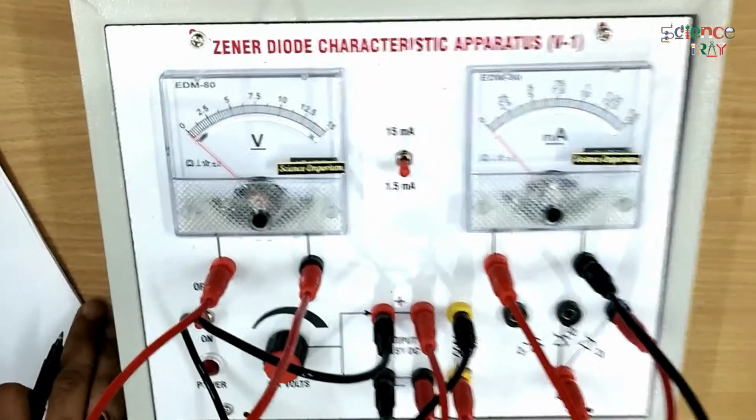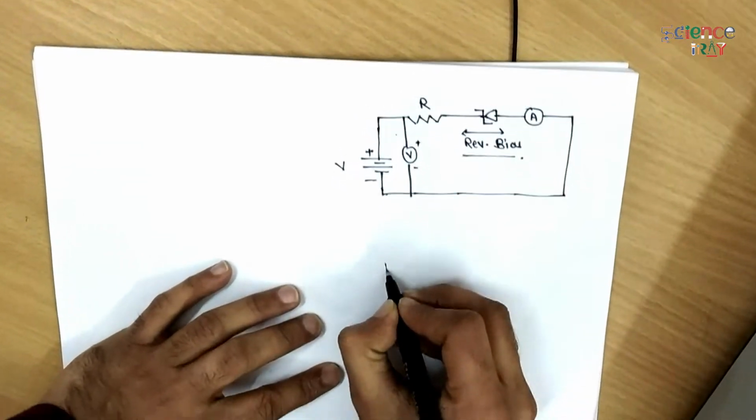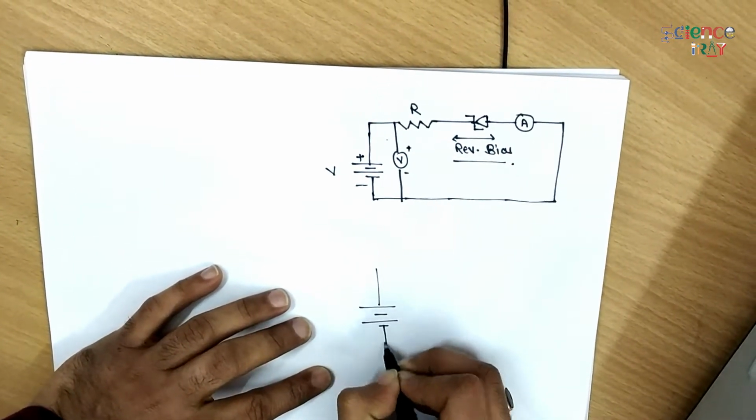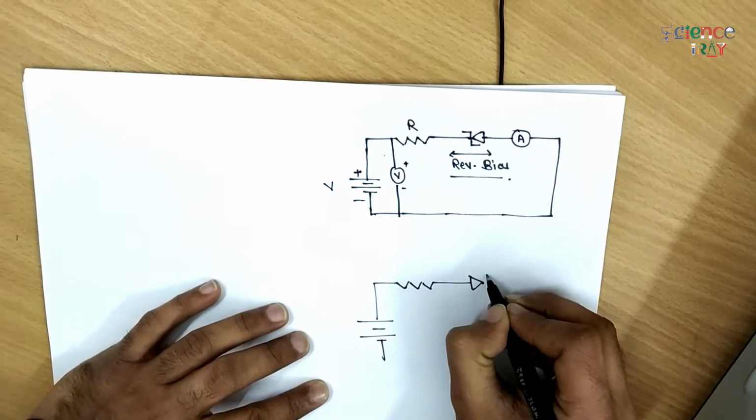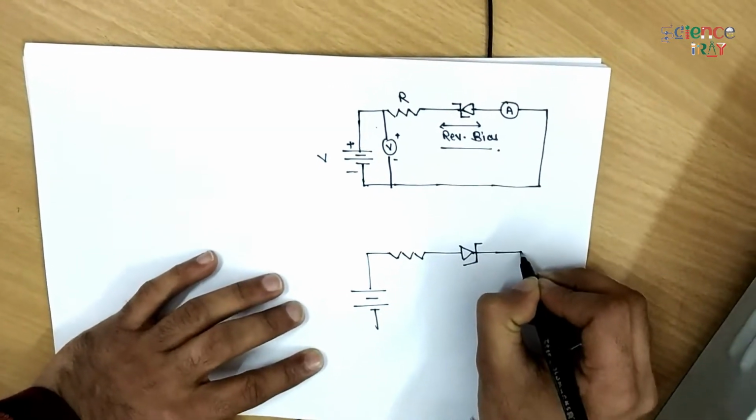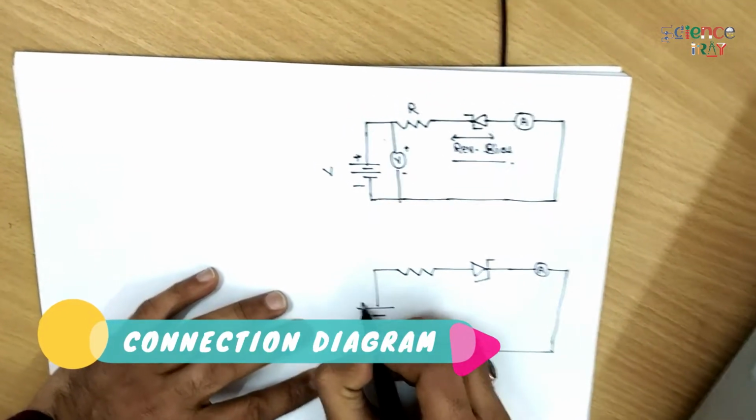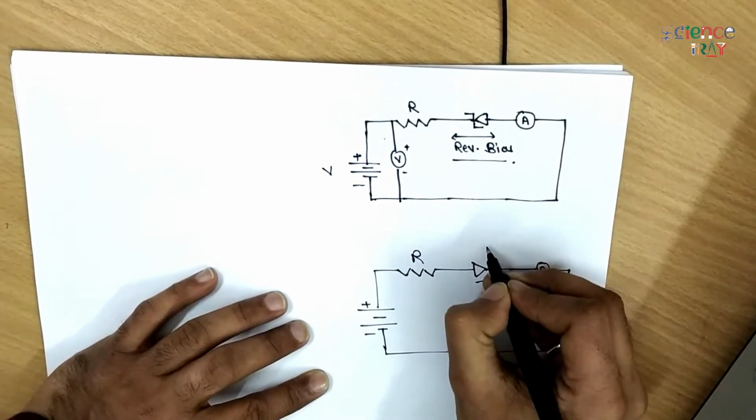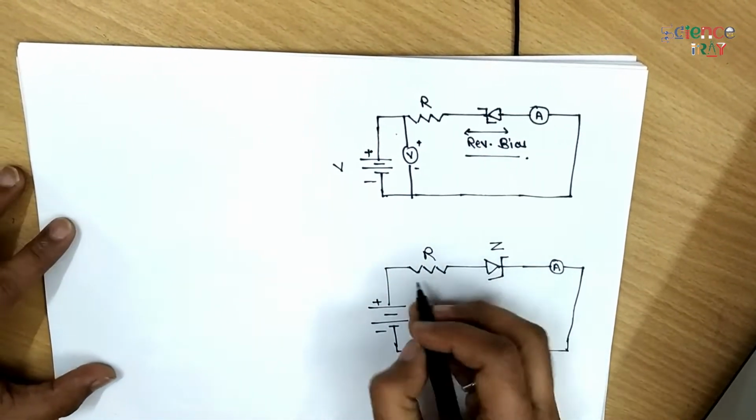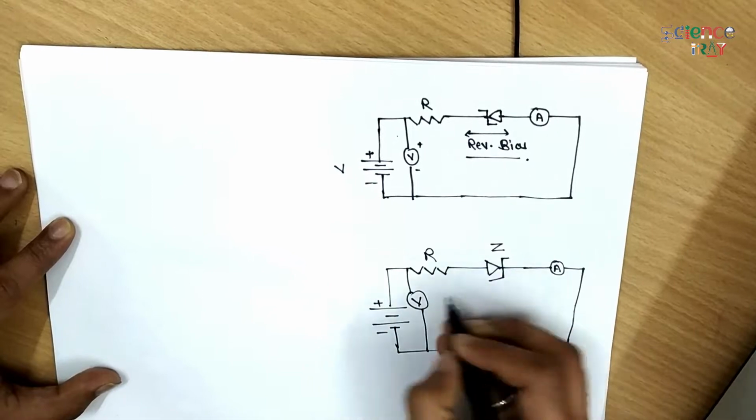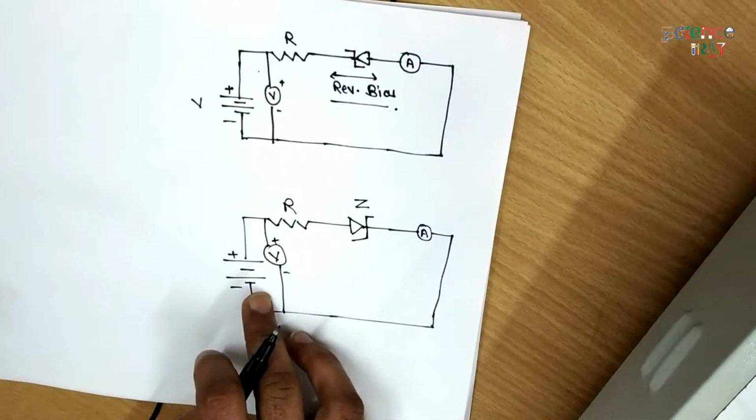First we will make the connection diagram of a Zener diode in forward bias. This is our voltage source, a resistor in series, an ammeter in series, positive and negative. This is our resistor, this is our Zener diode, this is our ammeter. A voltmeter is placed in parallel to our voltage source to measure the variation in voltage.